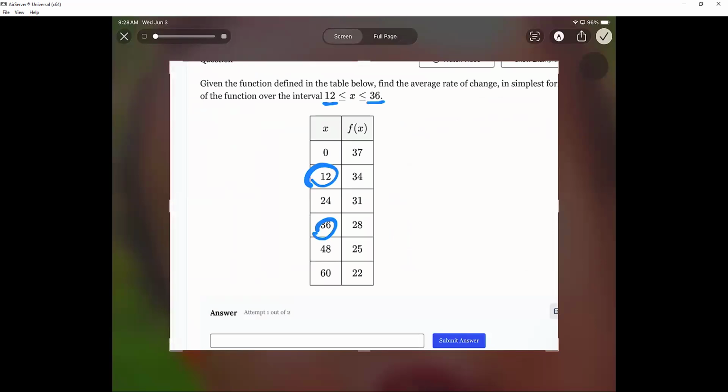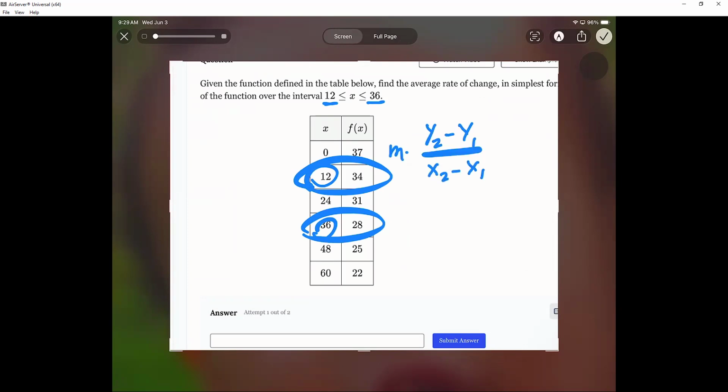Now, I'm going to use y2 minus y1 over x2 minus x1. That's how you find slope, and average rate of change is nothing more than slope. So I'm going to put 34 minus 28 on the top, because those are the y values. And on the bottom, it's going to be 12 minus 36. I started with 34, so I have to start with 12 on the bottom.